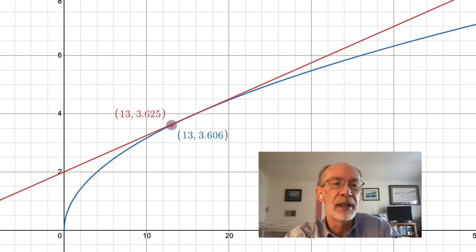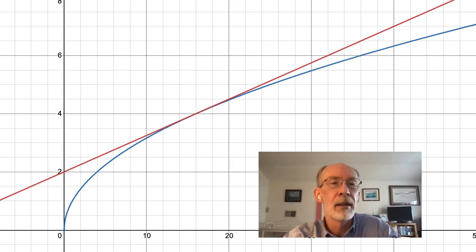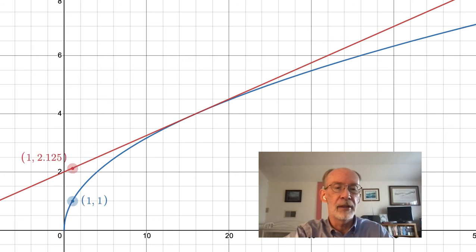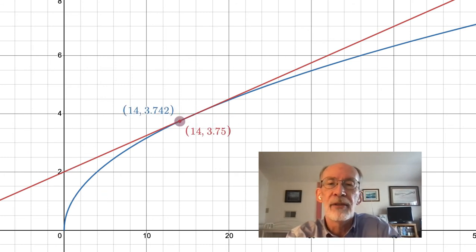So we had plugged in 14. Re-enter this here. So we had plugged in 14, and we got, as you'll recall, 3.75. The actual value calculated by Desmos is 3.742. So it's a pretty good approximation. But of course, it's important, if your approximation is going to be a good one, that you are reasonably close to the point of tangency.